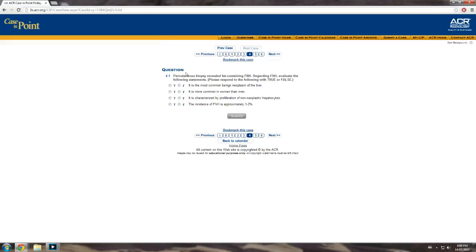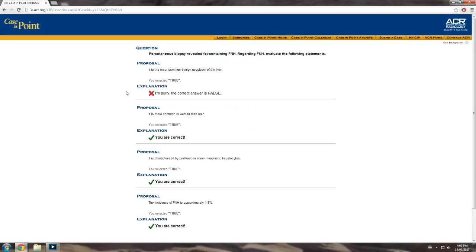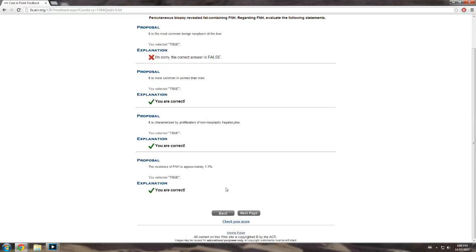Evaluate the following statements. It is. I believe so. It is focal nodular hyperplasia. It is. It's false. Hepatic adenoma is probably the most common. I think I got the rest right.